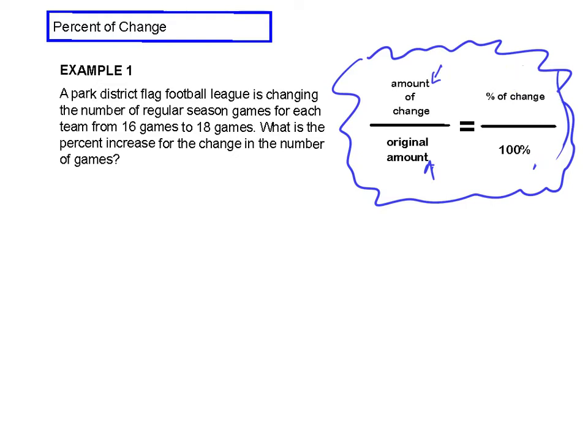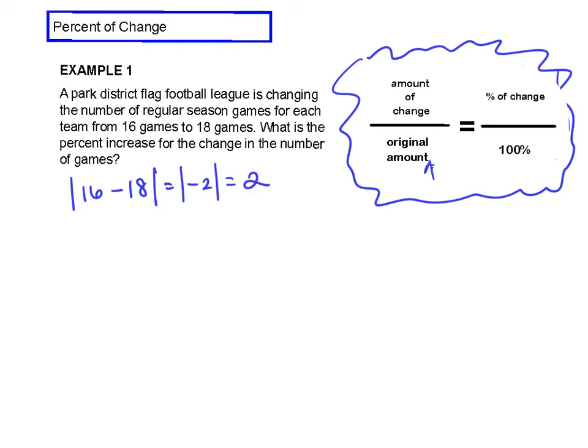So first we need to find the amount of change. When we find the change of one thing to another, we usually just subtract. So I am going to subtract the games. I'm going to take the absolute value of these. 16 minus 18. We're going to get -2, which is just 2. The amount of change is 2 games.